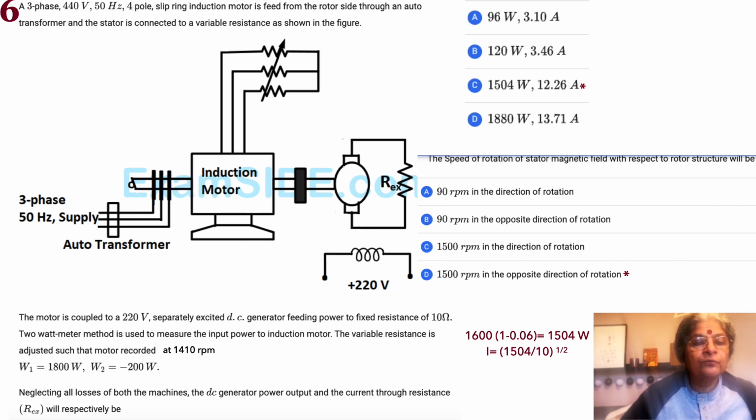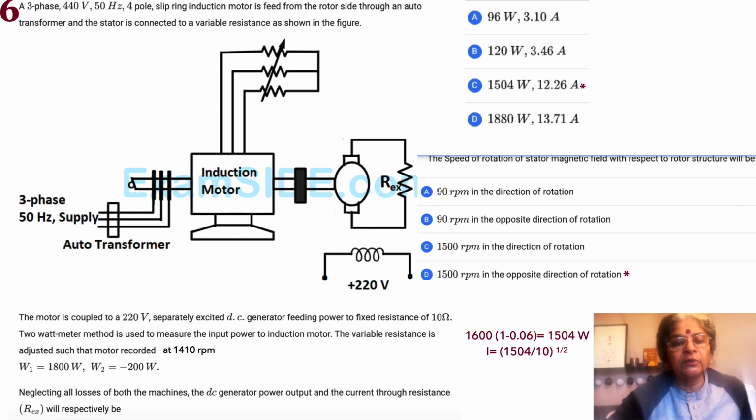A three-phase 440 volt 50 hertz 4-pole slip ring induction motor is fed from the rotor side through an auto transformer, and the stator is connected to a variable resistance as shown in the figure. So it should be the rotor, not the stator. Okay, the motor is coupled to a 220 volt separately excited DC generator feeding power to a fixed resistance of 10 ohms. So REX is now 10 ohms. It is taking the power from the DC generator, which is being driven by the induction motor. And the other input happens to be the field.